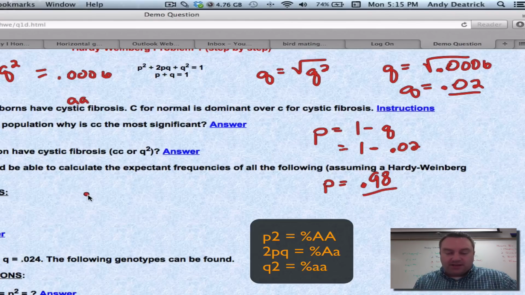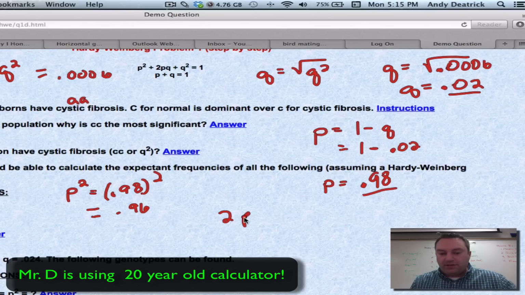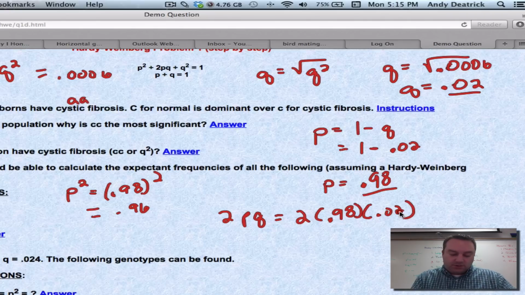All right. So now let's calculate what percentage of our population should be homozygous dominant. Okay. P squared is going to be equal to 0.98 squared. So if you take 0.98 times 0.98, that comes out to 0.96, okay? 2PQ is going to be equal to 2 times 0.98 times 0.02. So 2 times 0.98 times 0.02 is going to be equal to 0.04. I'm doing some rounding here.